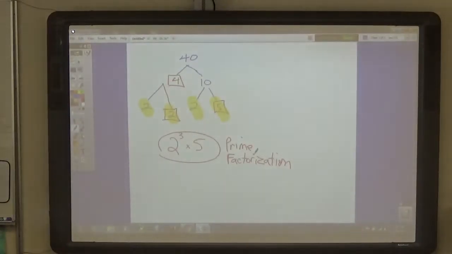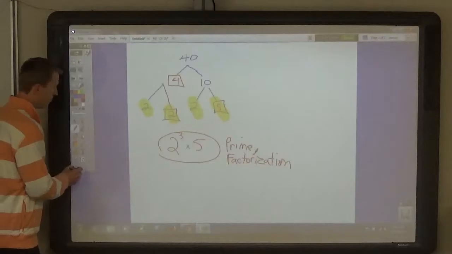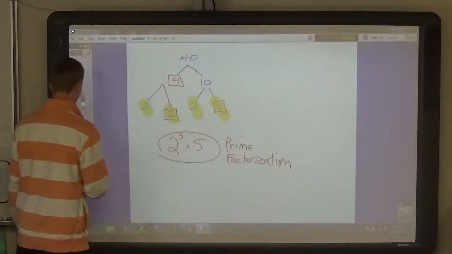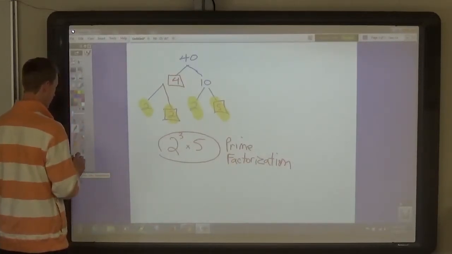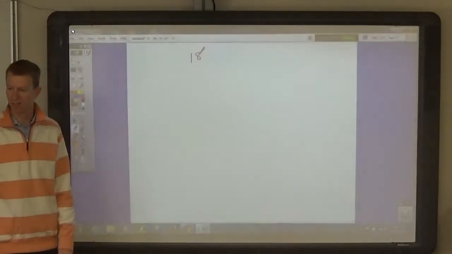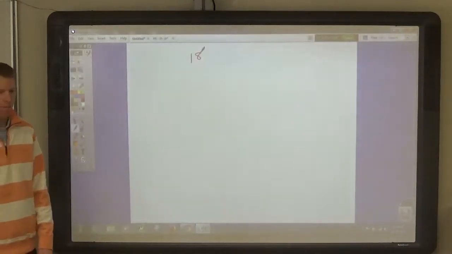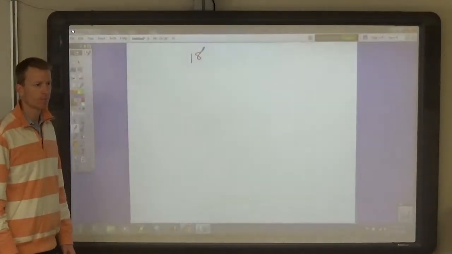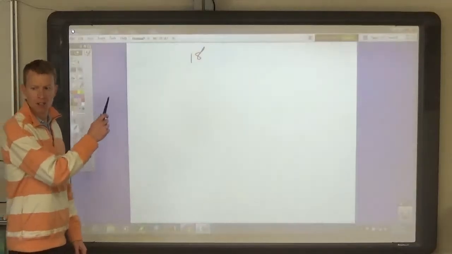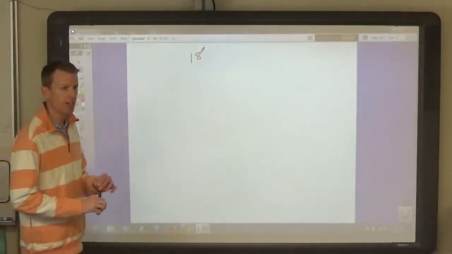Number 3. Write the prime factorization of the number 18. We're going to skip number 2. Write the prime factorization of 18. Go for it. Try to do it on your own, but when you're finished, look at the board. See if you got it right.